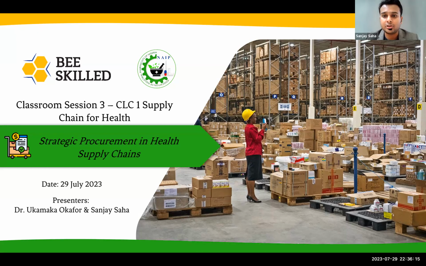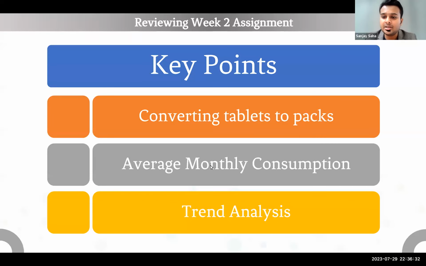Before we begin today's session, which is on strategic procurement in health supply chains, in line with module 5, the module in focus for this week, we are going to discuss the week 2 assignment, which has been requested by a few participants. In week 2, we were focusing on product selection, forecasting and supply planning. The assignment was based on the classroom session we organized last week on forecasting methodologies.